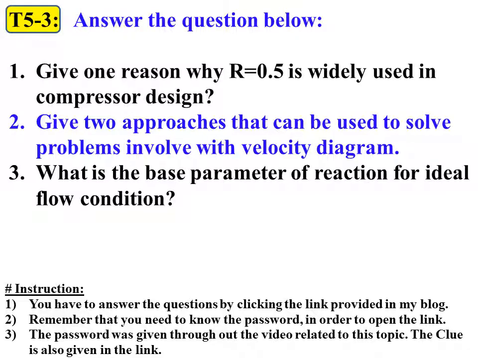Okay, to test your understanding for part number 3, chapter number 5, answer the questions below. First question, give one reason why R equal to 0.5 is widely used in compressor design. Question number 2, give two approaches that can be used to solve problems involving velocity diagram. Question number 3, what is the base parameter of reaction for ideal flow condition?